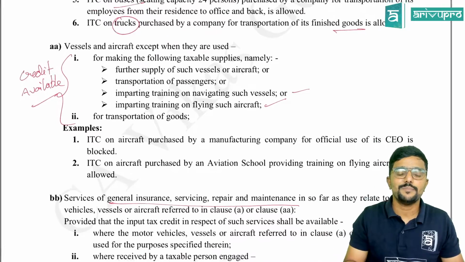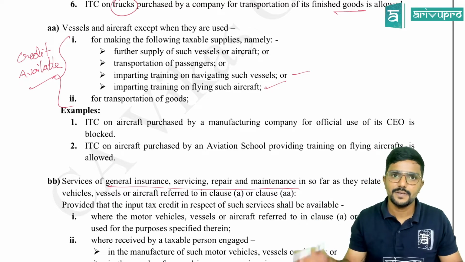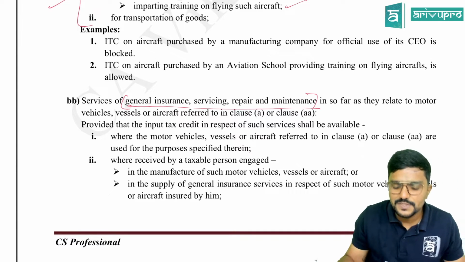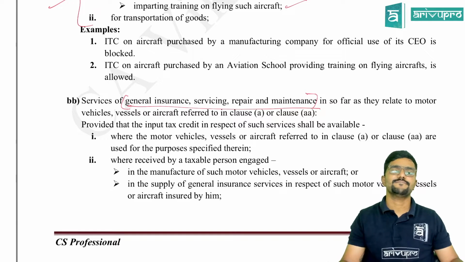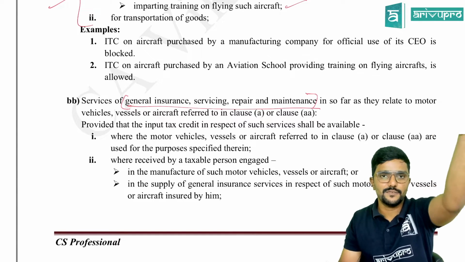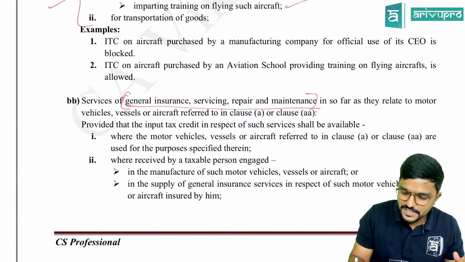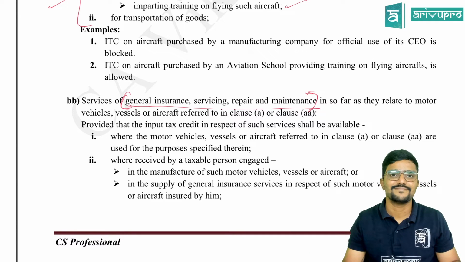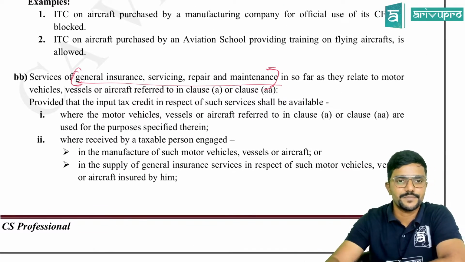Okay. So on purchase of motor vehicle or ship or aircraft, credit was blocked. In that case, on the same thing, if you are taking general insurance, servicing and repairs and maintenance services, even credit on that also is blocked. So when the credit is blocked under A and AA, then for these three services, even the credit is blocked. So BB is somewhere connected to A and AA, guys.